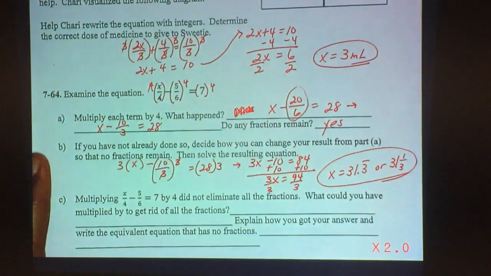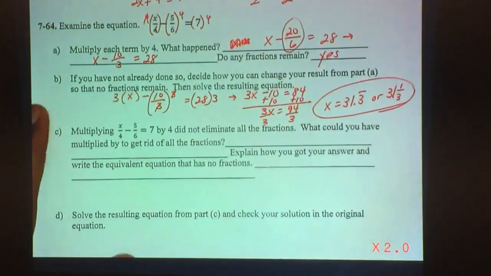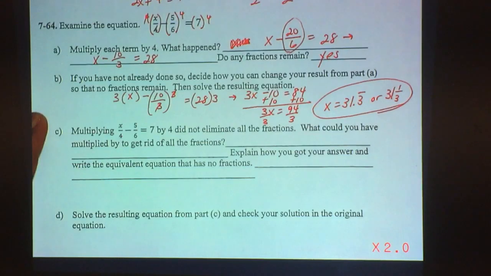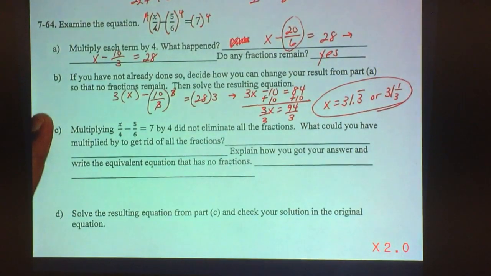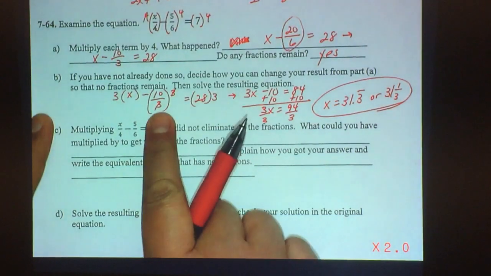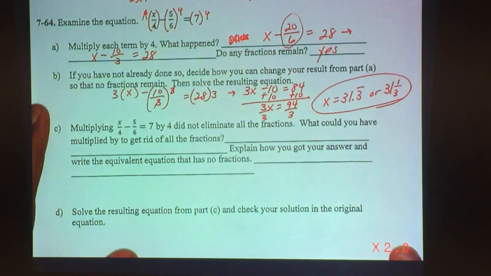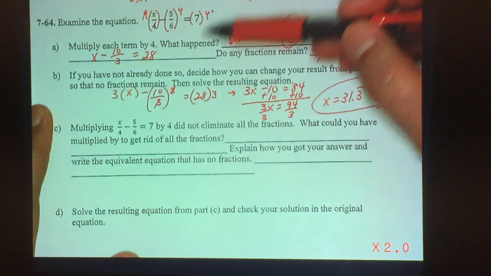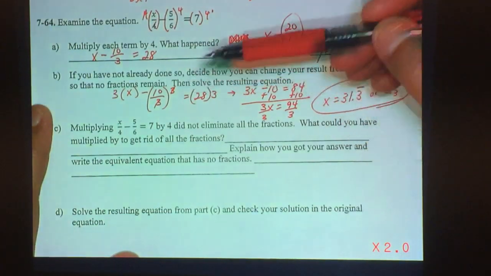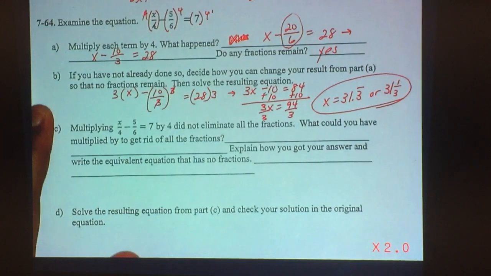Alright. So, it says multiplying x divided by 4 minus 5/6 equals 7 by 4. It didn't eliminate the fractions, because remember we saw that fraction? What could you have multiplied by to get rid of all the fractions? Okay, so we did this one in 2 steps. First we multiplied by 4, and then we multiplied by 3. So what happens if you multiply something by 4 and then you multiply it by 3? What are you really multiplying it by? What's 4 times 3? 12.